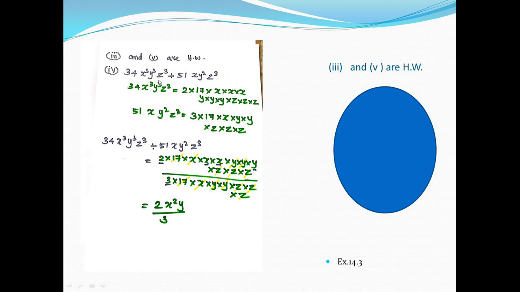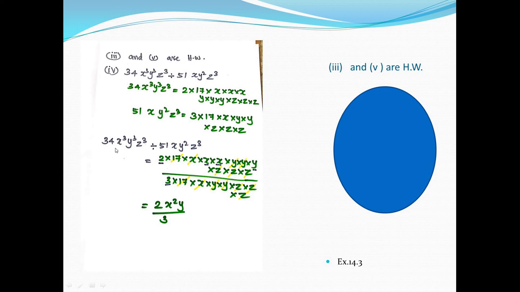34x cube y cube z cube divided by 51xy square z cube. So 34x cube y cube z cube can be factorized as 2 multiplied by 17 multiplied by x into x into x multiplied by y into y into y multiplied by z into z into z. 51xy square z cube can be factorized as 3 multiplied by 17 multiplied by x multiplied by y multiplied by y multiplied by z into z into z.